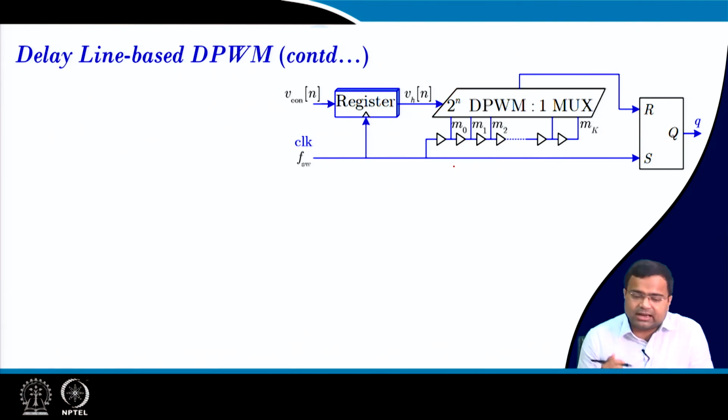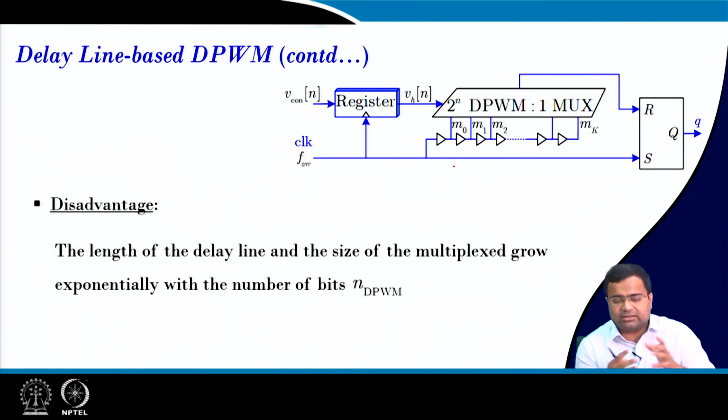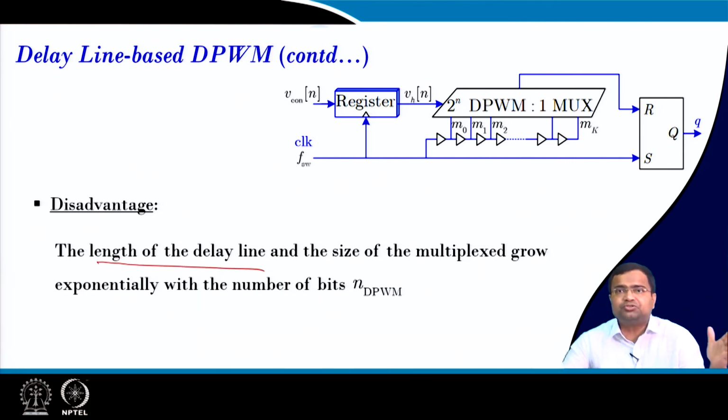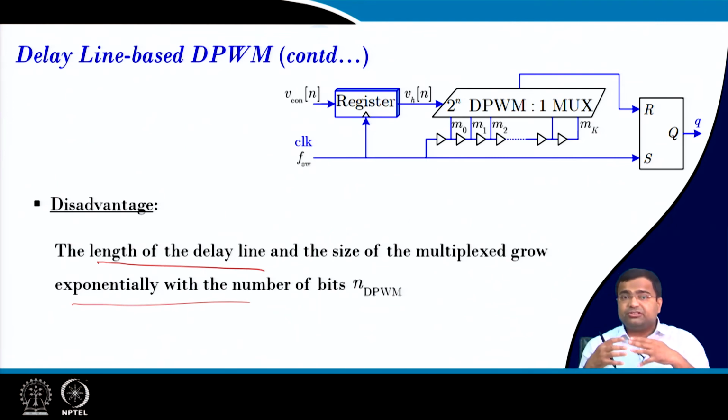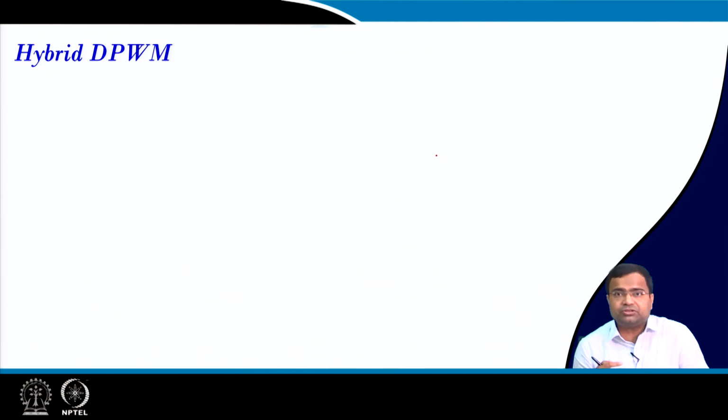Then, that is the disadvantage that we discussed. The length of the delay line is too large if you go for a high resolution DPWM, and that can exponentially increase as the DPWM resolution increases. And secondly, the linearity is a problem because all delays are not identical. Then what is the solution?